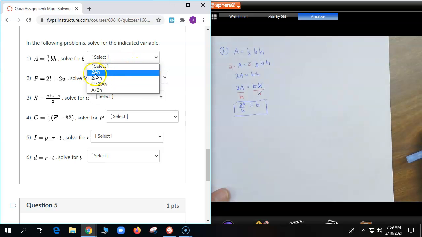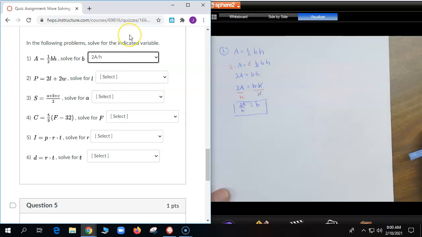It's definitely not 2H. That's looking like it. Remember that the slash means we're dividing. Technically, there should be parentheses around the 2A, but that's not the answer, and that is not the answer either. So we're going to choose that one. That's that answer. Let's go on and look at problem 2.